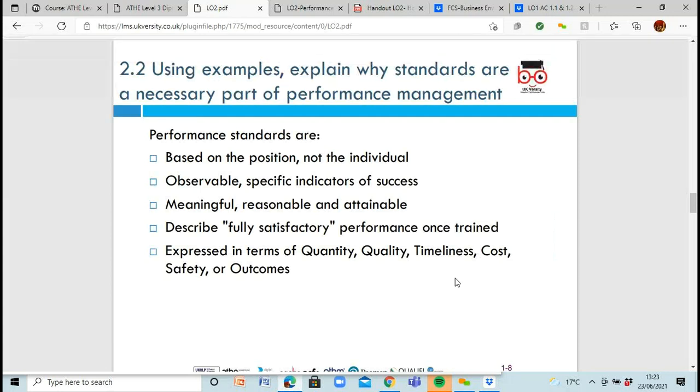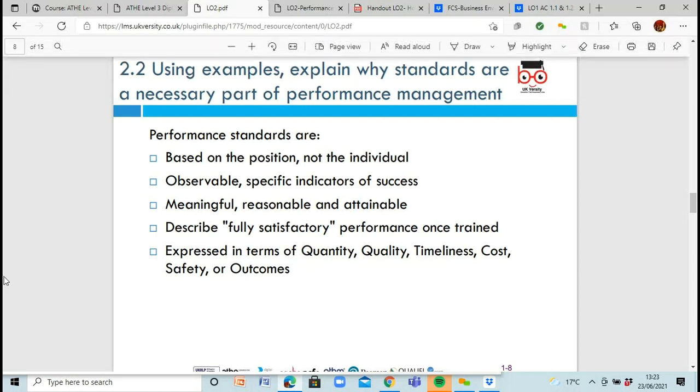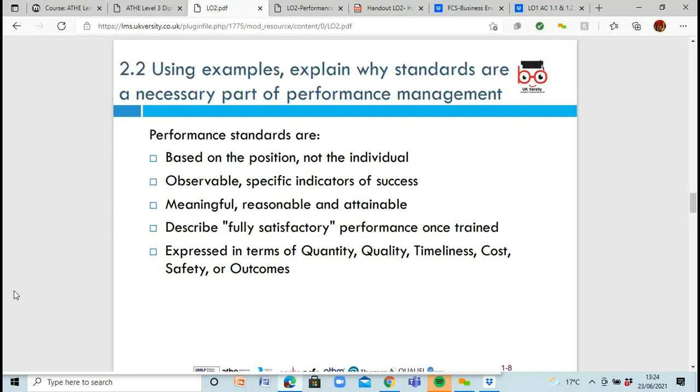So performance standards can be based on the position. So they're not based on you as an individual. They're not different for you or different for me. We might be working in the same environment, but it doesn't mean that you've got different standards and I've got different standards. It is based on the position that we're working in, what our job role is. So we could be doing the same role and we've got the same standards to follow.